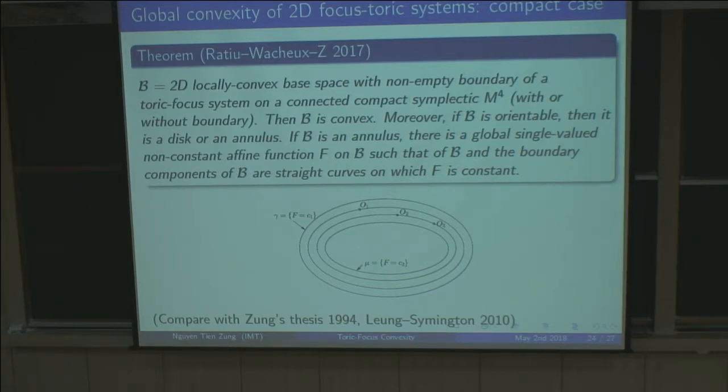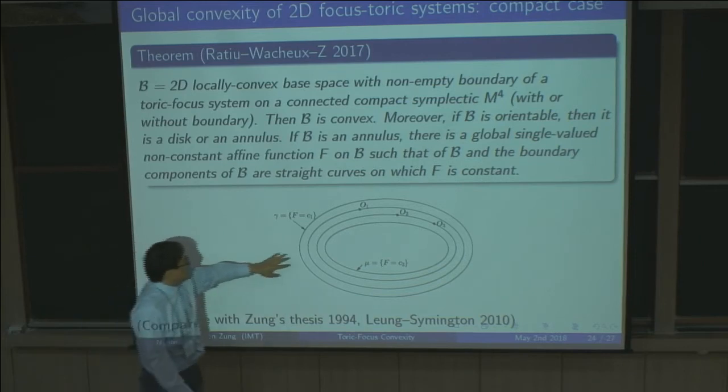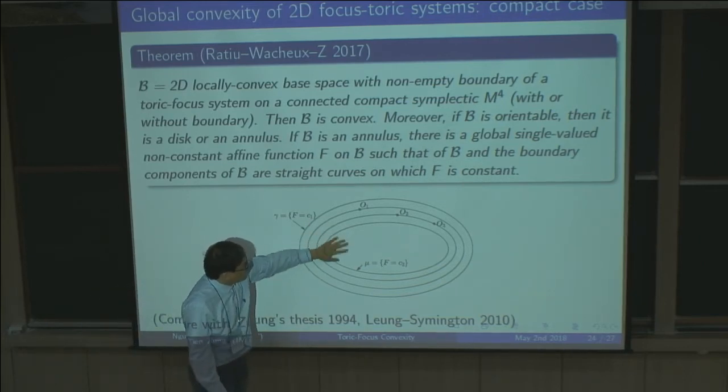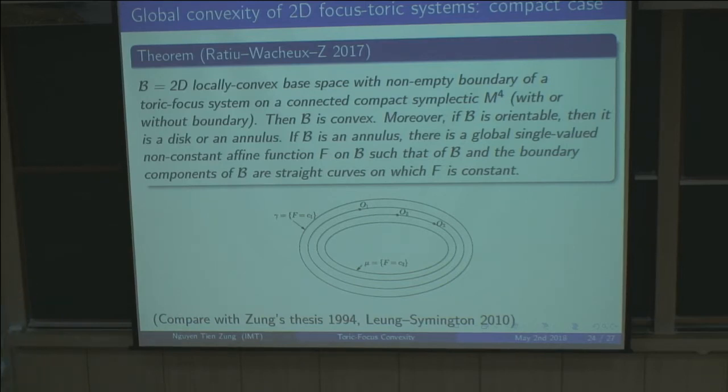There's some positive result anyway. First, in dimension 2, if the base space is in dimension 2, first of all, about the topology. When you have a toric focus system, look at the base space, and assume that the base space has boundary. So this is not the case of the sphere, which has no boundary. Now, you assume that the base space has some boundary. If it has some boundary, then it is convex. Topologically, it is an annulus. The case of an annulus has some additional property.